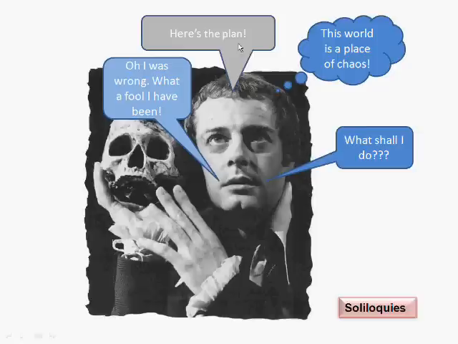Sometimes they might be revealing to the audience their plan. Right, these are my intentions. This is what I'm going to do. I must kill the king. So we are privy to their inner thoughts and ideas. This is something that the villains do also, and that allows us to understand what the villain's motivation is.